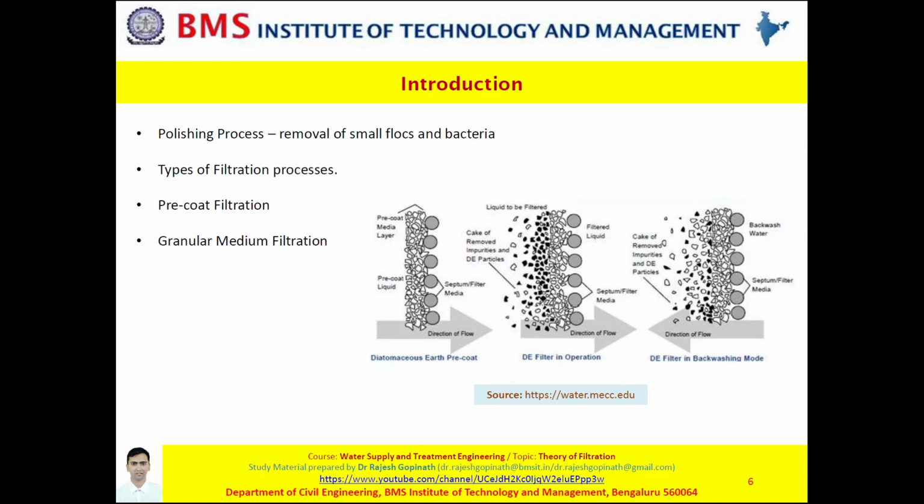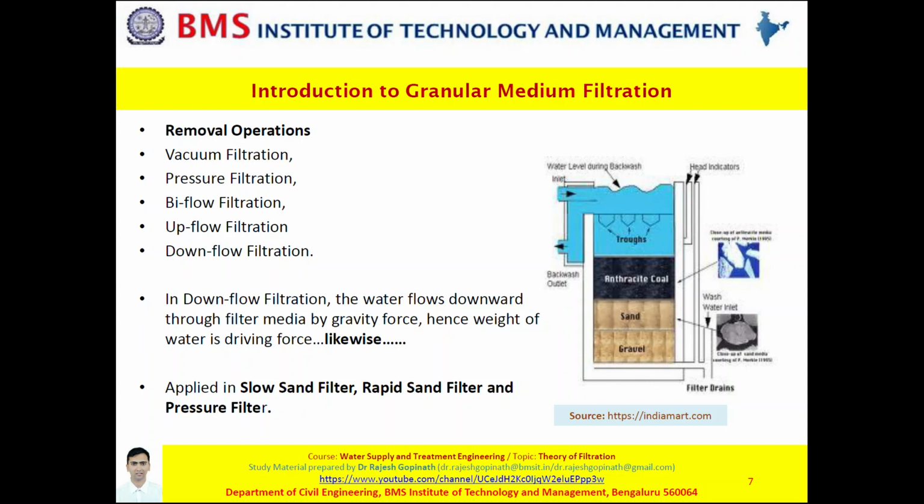Slide 7. There are various mechanisms in which filtration is achieved. It can be vacuum filtration, pressure filtration, biflow filtration, upflow filtration, or downflow filtration. With respect to the curriculum, we shall be discussing downflow filtration, which means the water moves from top to bottom with the aid of gravity. So it is just based on the gravitational force that the water is moving from upside to downside. And all the filters, such as the slow sand filters, rapid sand filters, and pressure filters, are downflow filters.